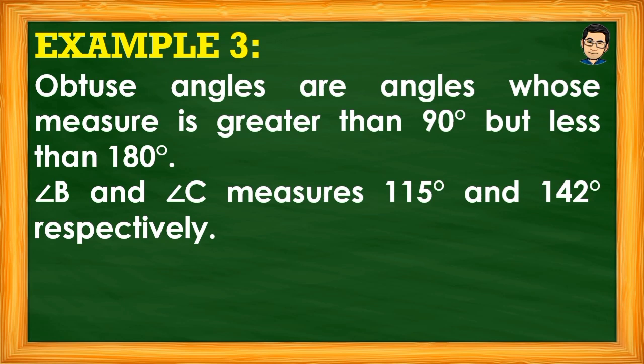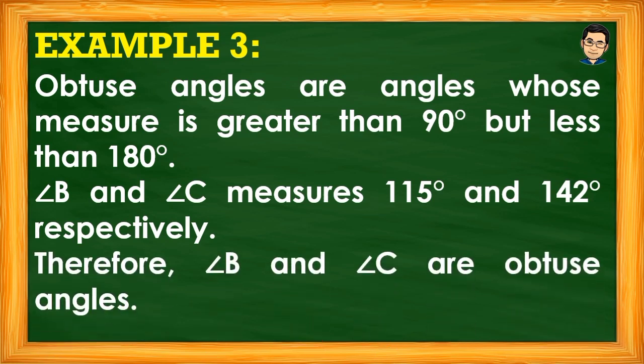So, sa first statement natin, dinefine niya yung obtuse angle. Okay, in general definition niya, yung measure nga ng isang obtuse angle greater than 90 degrees but less than 180 degrees. And then on the second statement, meron siyang mga specific example. Angle B and angle C na kung saan yung sukat, ayan, 115 and 142 degrees respectively. What can we conclude? Angle B and angle C are obtuse angles.